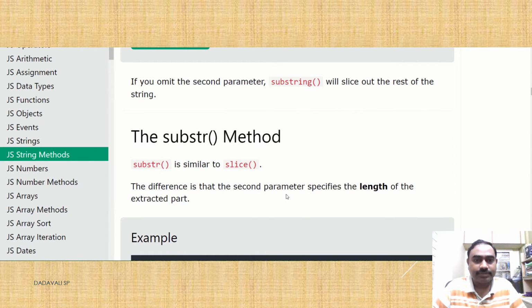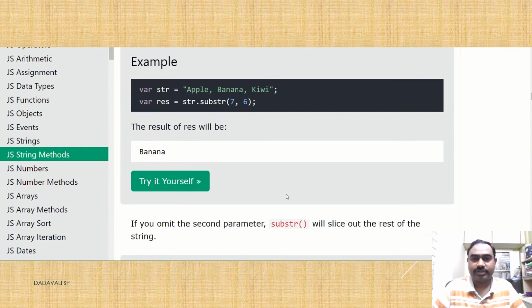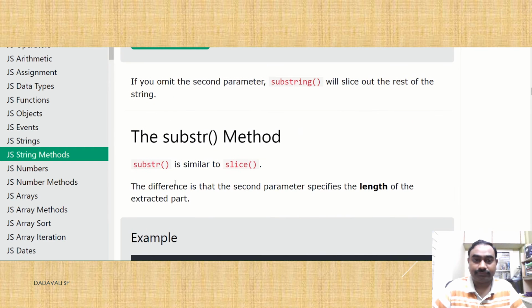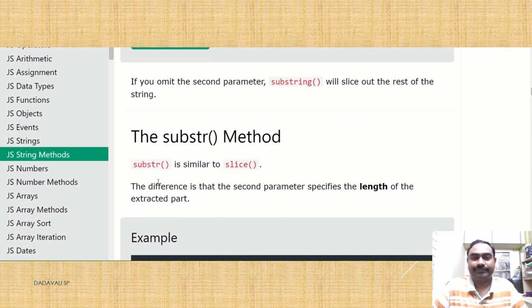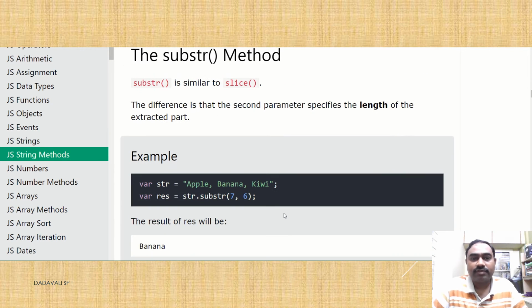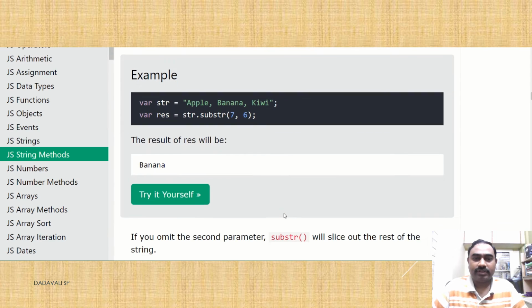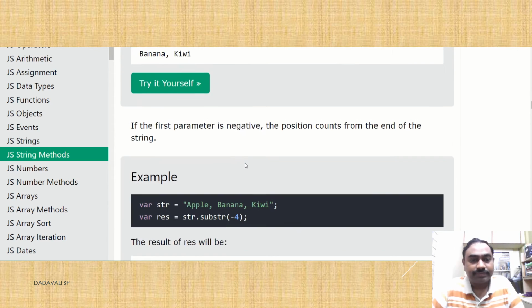The substr method is similar to slice. The difference is that the second parameter specifies the length of the extracted part. Starting from the 7th position, it extracts 6 characters. This is banana. So you can observe this.